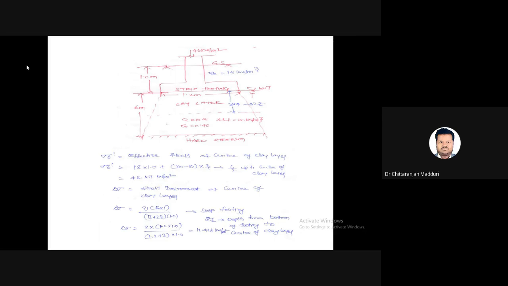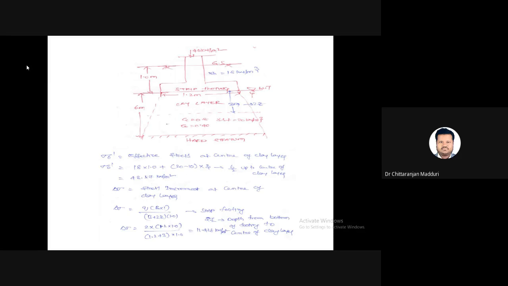Now the stress increment to the center of the clay layer. The pressure is given, so that the pressure should be converted to load. So Q into B into 1. It is a strip footing, so we need to consider 1 meter length. Strip footing means it is continuous, so we need to consider only 1 meter length of the footing. So Q into B into 1 divided by B plus 2Z.